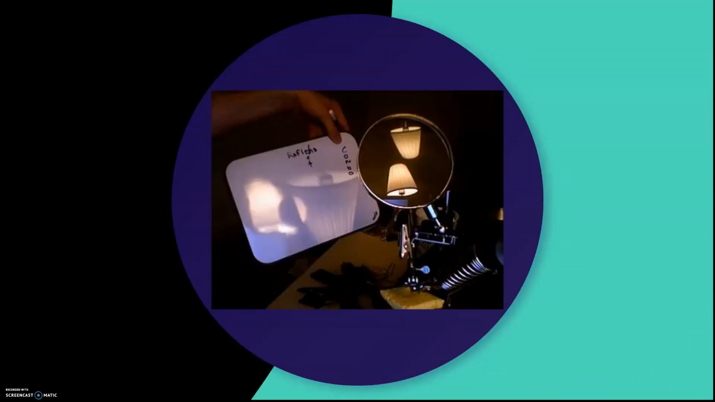So this picture just reiterates the past few points I've made, and basically the lamp is being shown through a convex lens and is projected onto this piece of paper inversely, and that is a characteristic of a real image, an inverse or flipped image being projected.